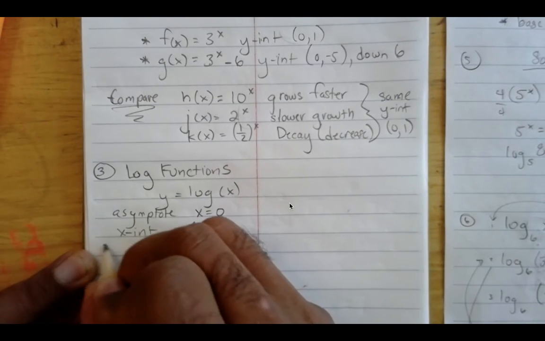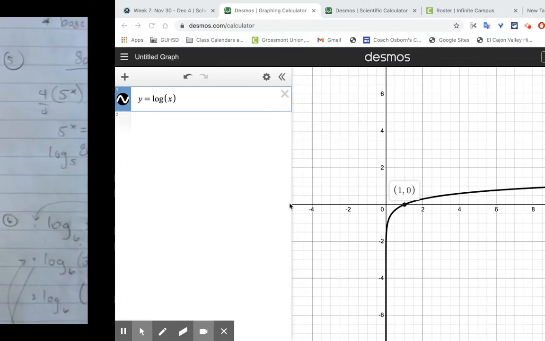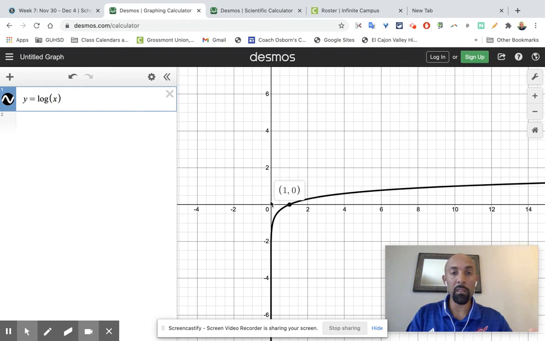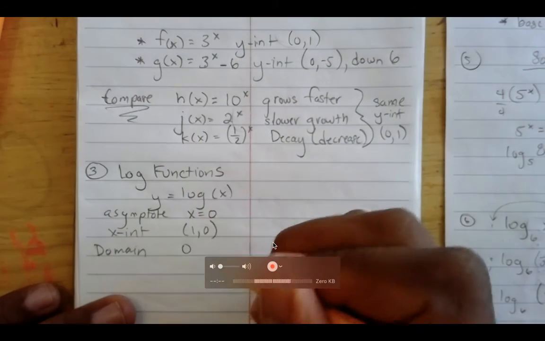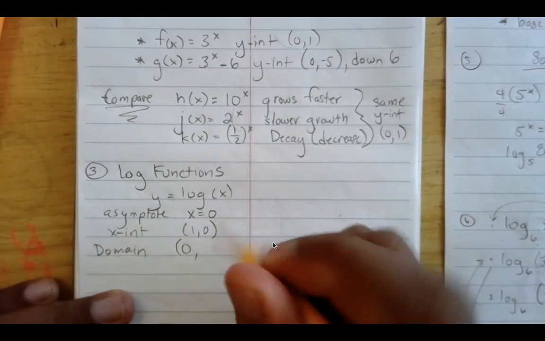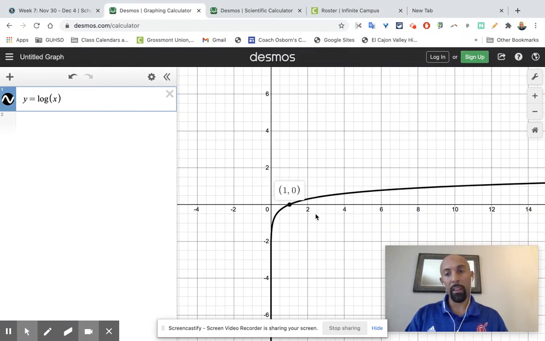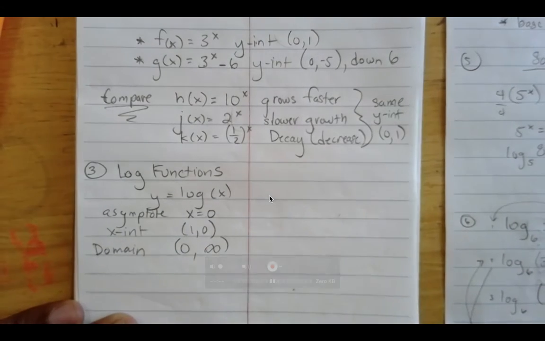And the domain, okay, well, the domain starts on the left at 0, but doesn't actually get to 0. So what's important to know about that is that since there's an asymptote at 0 and it doesn't actually touch that point, we're going to put a parenthesis. But as it goes to the right, it does keep going forever. So in that case, we put infinity, and remember infinity, we put a parenthesis.